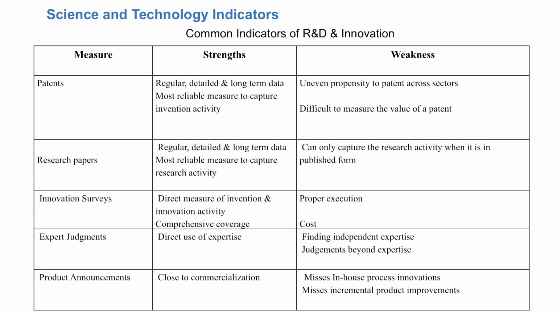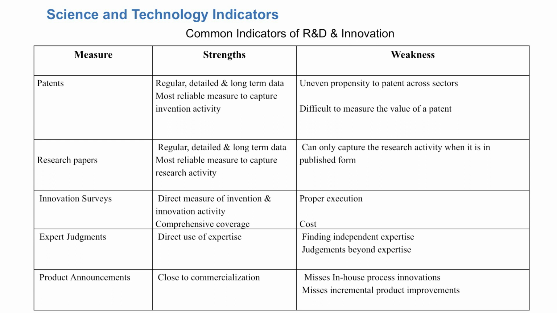Patents, for example, provide a regular, detailed and long term data of the inventive activity, but the weakness is that there is uneven propensity to patent across sectors and it is difficult to measure the value of a patent. Research papers are regular, detailed and long term data is available, similar to patents, from various databases, Web of Science, Scopus and many country databases also, which give you national profile data. Most reliable measure to capture the research activity, but on the other hand it can only capture research activity when it is in a published form.